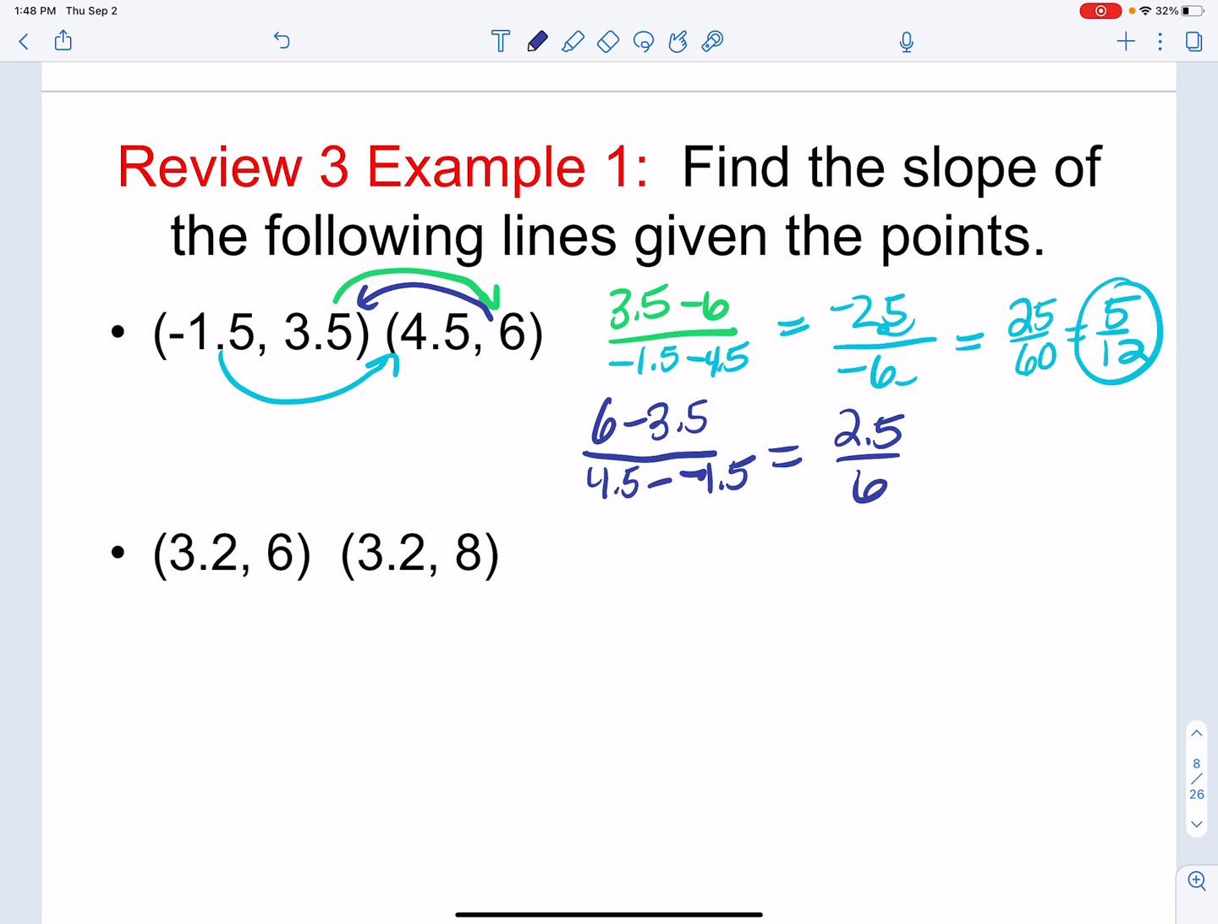So this has a slope of 5/12. Okay, if I do the next one, you do your change in y, and I really don't care what order, 6 minus 8 divided by the change in x, which is 3.2 minus 3.2, is 0.